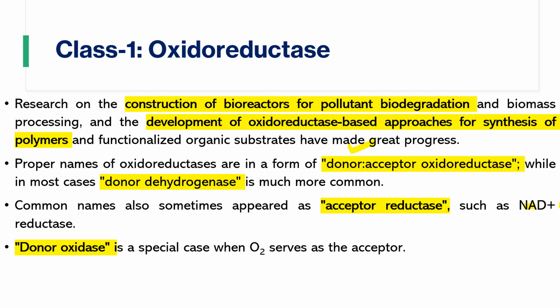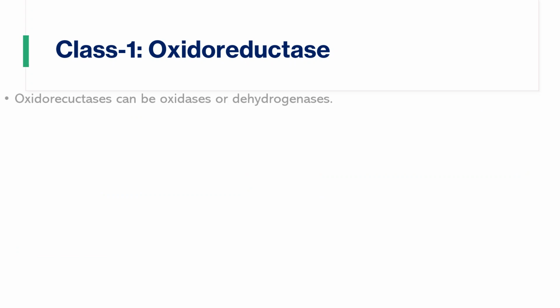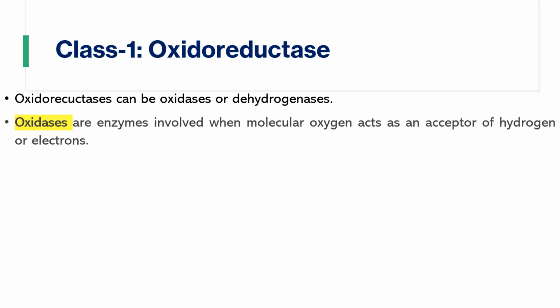Donor oxidase is a special case where oxygen serves as the acceptor molecule. Oxidoreductase can be oxidase or dehydrogenases. Oxidases are the enzymes which are involved when molecular oxygen accepts the electron, as an acceptor of hydrogen or electron.